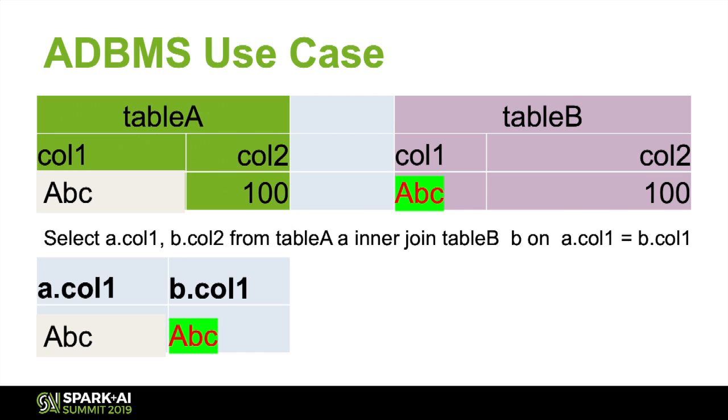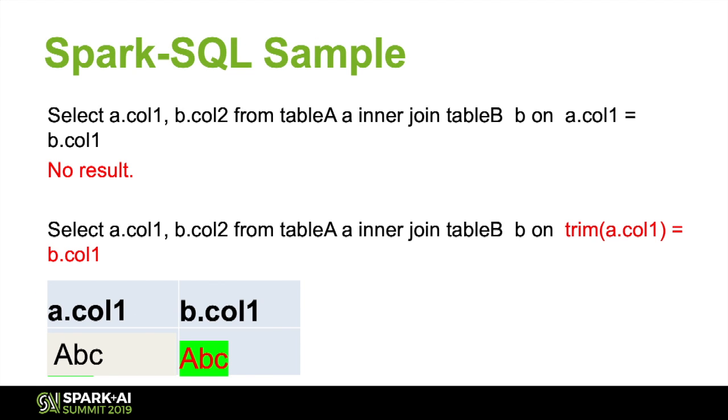Here is a sample. Column 1 in table A has value ABC, but padded with spaces. It still returns a result when joined on column 1 on the RDBMS. And this is the Spark SQL sample. As you can see, Spark SQL actually returns empty before a trim function is applied to column 1 in table A.